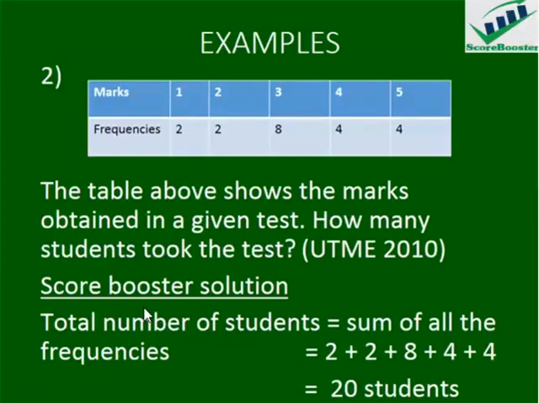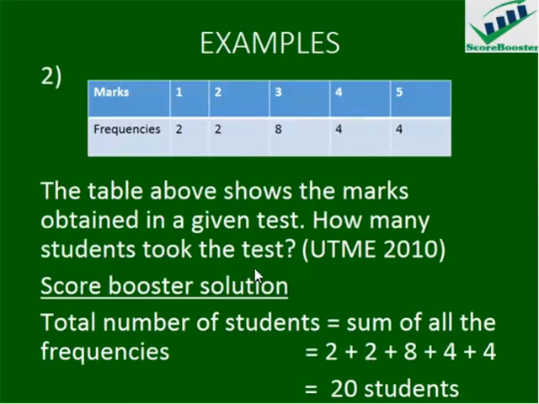So the total number of students will be equal to the sum of all the frequencies, because if 2 students have 2 marks, that means there are 2 students in that class, plus 2 students that have 2 marks again, making 4. 8 students have 3 marks, so 8 plus 4 will give 12. 4 students have 4 marks, 12 plus 4 will give 16, and also 4 students have 5 marks. 16 plus 4 will now give 20.